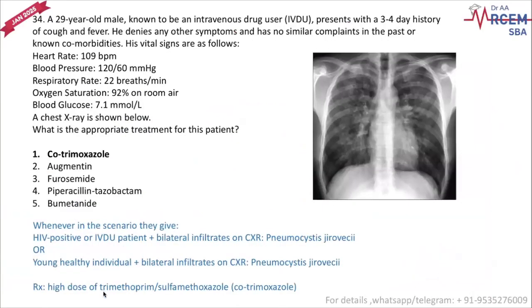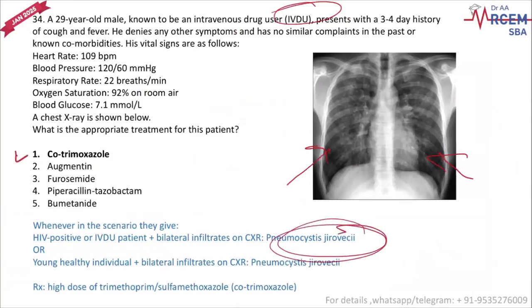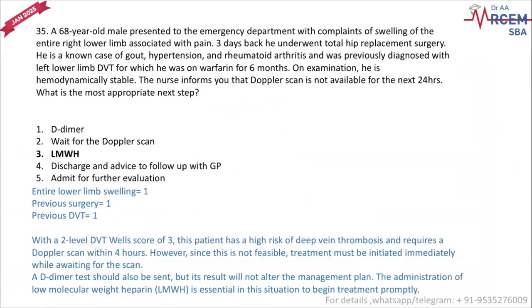Next one we have is a 29 years old male, a known intravenous IV drug abuser, who presents to the ED with 3 to 5 days of symptoms, denies any other symptoms, no similar complaints. So IV drug abuser, what you need to be aware of, bilateral infiltrates are present. You are again thinking of Pneumocystis jirovecii here. The treatment is cotrimoxazole, that is trimethoprim and sulfamethoxazole. Again, a repeat question, that's why we're not repeating it. And we are going with the next one.